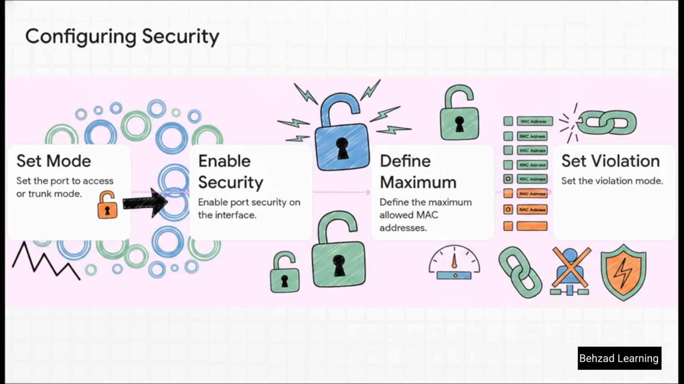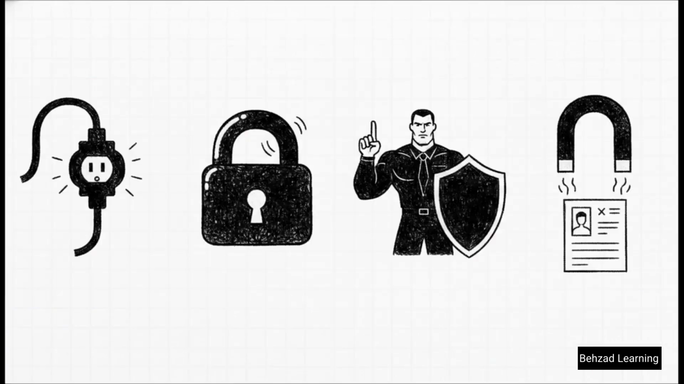Step 2, you actually enable the port security feature itself. Step 3, you define the maximum allowed MAC addresses, basically setting the size of your guest list. And finally, Step 4, you set the violation mode, which dictates exactly what the switch should do if a rule gets broken. Connecting those conceptual steps to the actual Cisco CLI commands, it looks exactly like this. First up, switchport mode access statically sets the port type.